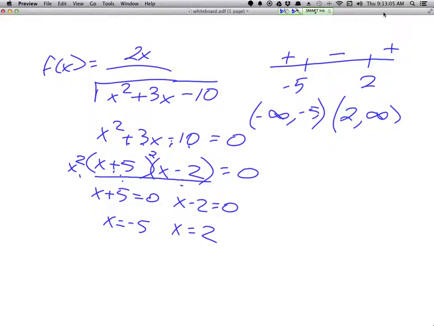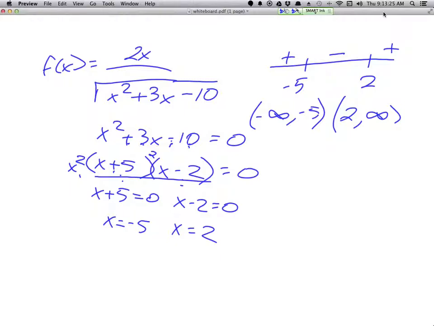Make sense? So that is finding the domain of a function. Again, what two things do we have to be concerned about? Radical. What type of radical? Even radical, and the other thing is variable in the denominator. If I don't have those two things, my domain is always all real numbers.